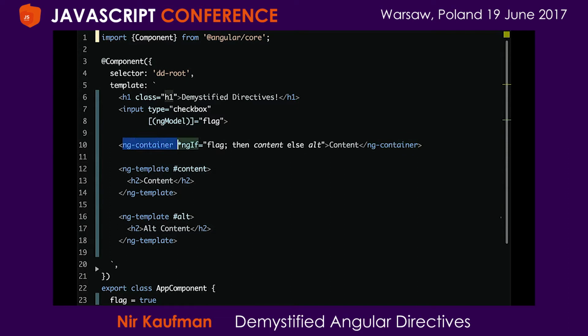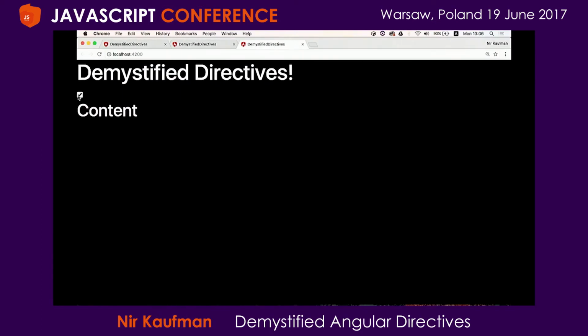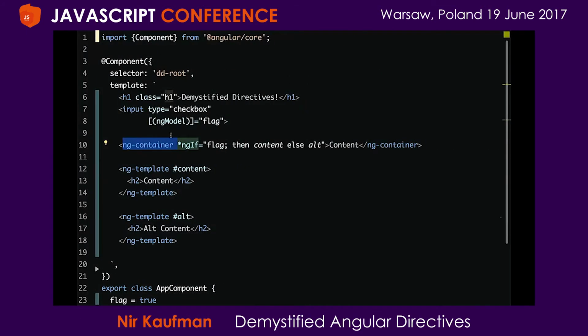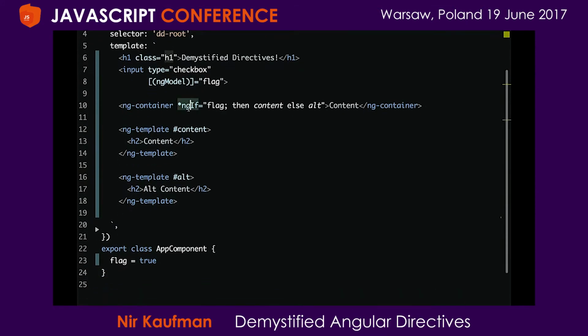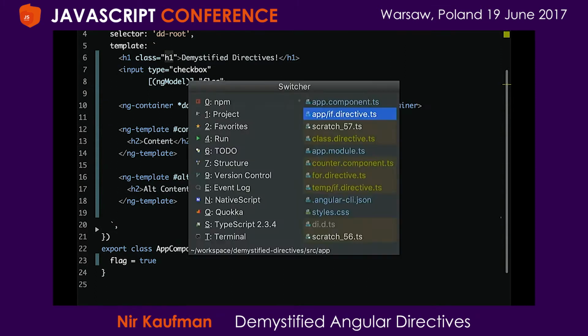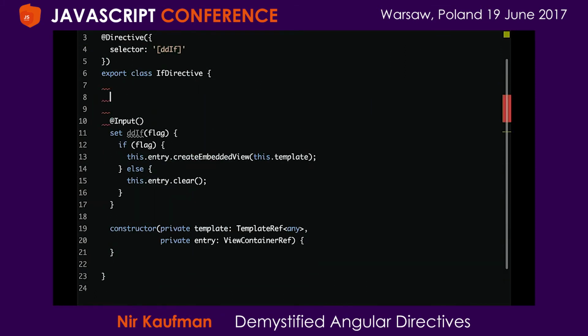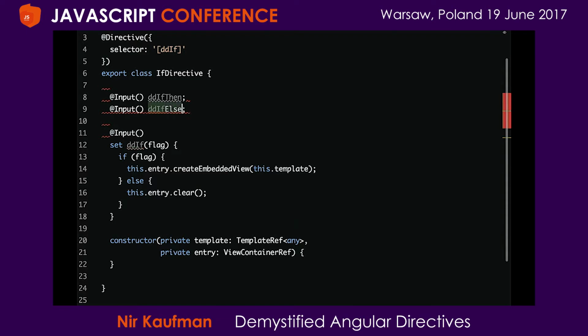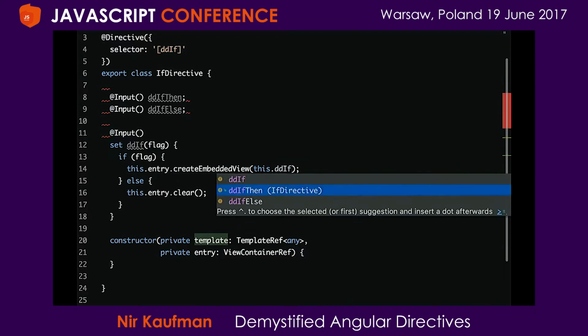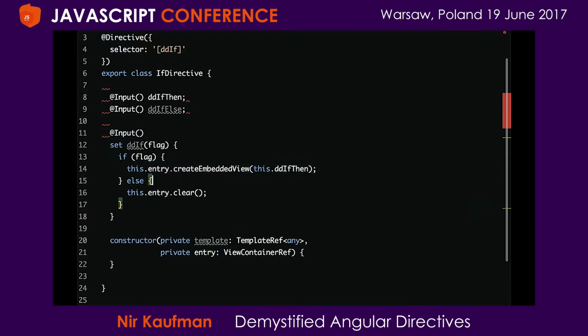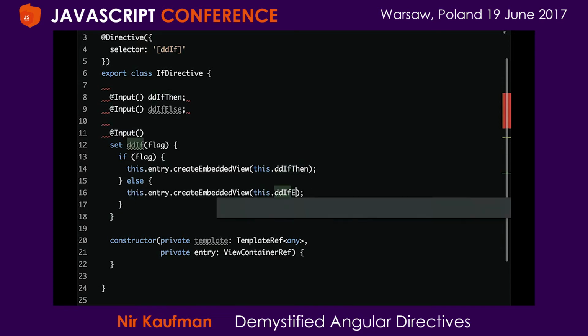Powerful. So the ng-container is just for marking the logic. And now I can see the content, and if it's false, it's the alternative content. But again, once you understand what's going on behind the scenes, I can replace it with my ddIf, and all I need to do is put some more inputs right here. Input named ddIf then, and input ddIf else. So now I can create a component with this ddIf then, and else I can put this one here, ddIf else.